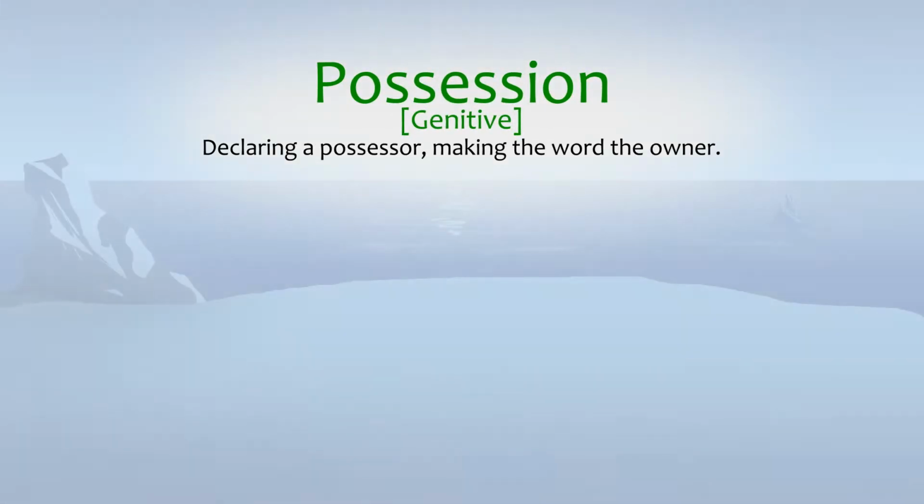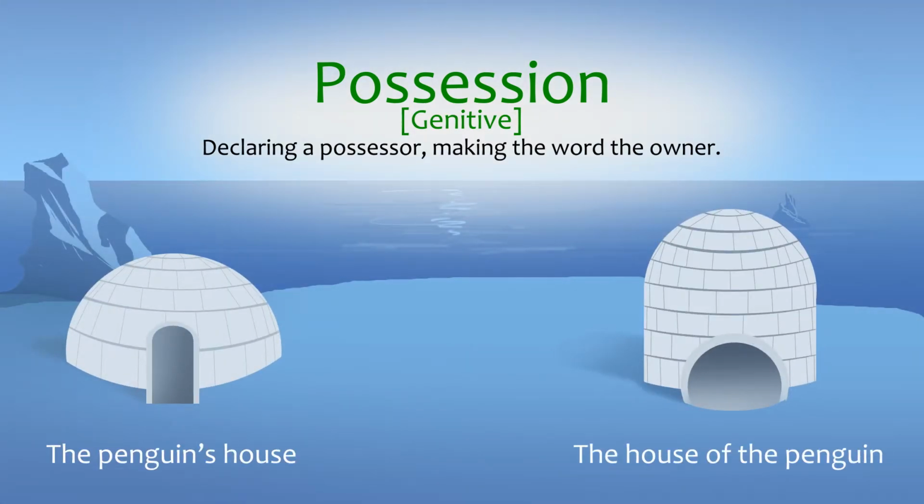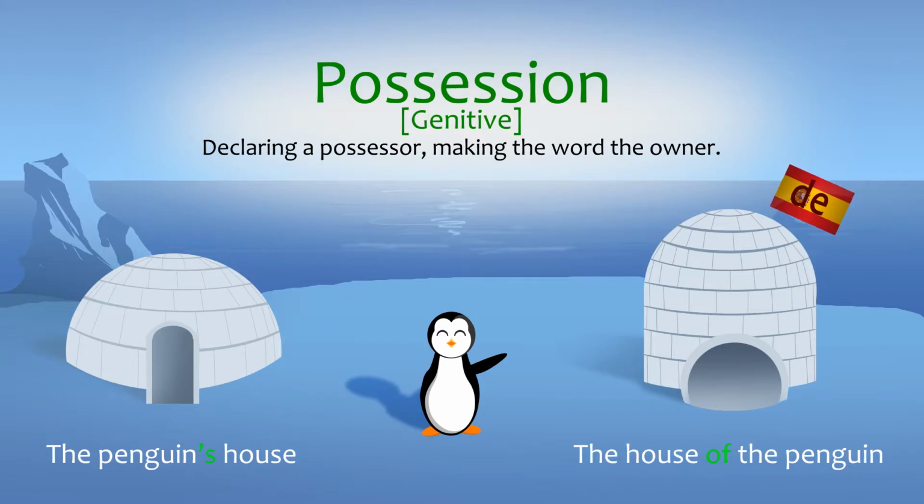Let's use the concept of possession and see how it is done in English. You can say, the penguin's house, or the house of the penguin. While the second one sounds a bit weird, it still conveys the same meaning, although we have used two very different methods to say the same thing. The first one uses a suffix. The s makes the penguin the owner of the house. The second one uses a preposition, which is also very common for languages with no cases. Compare de in Spanish or van in Dutch.